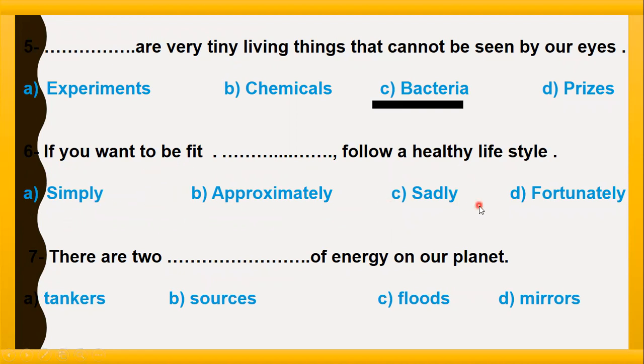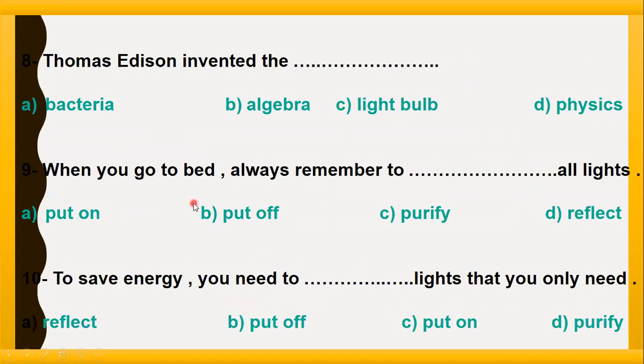If you want to be fit, simply follow a healthy lifestyle. There are two sources of energy on our planet. We have sources, that's right. Thomas Edison invented the bacteria, algebra, light bulb, or physics? I can hear you. Light bulb.